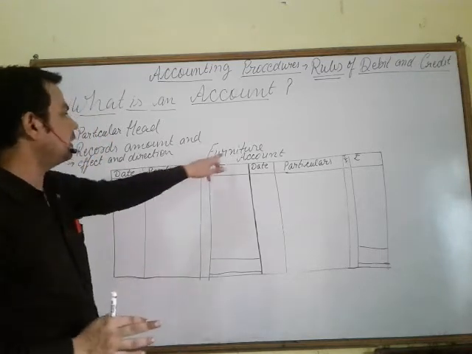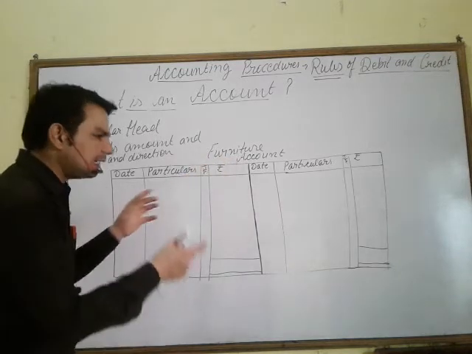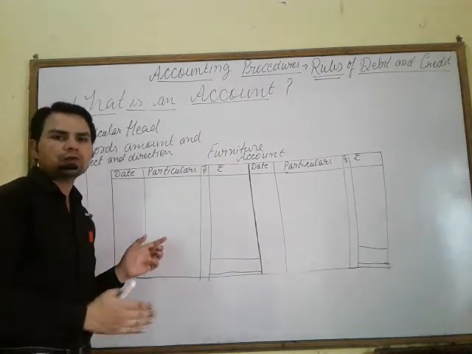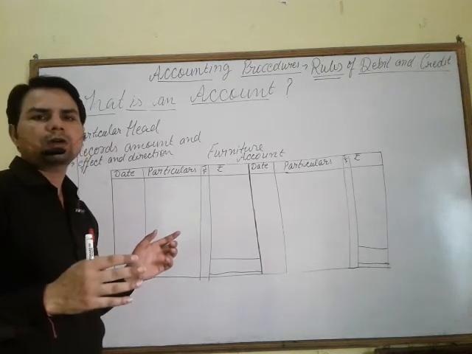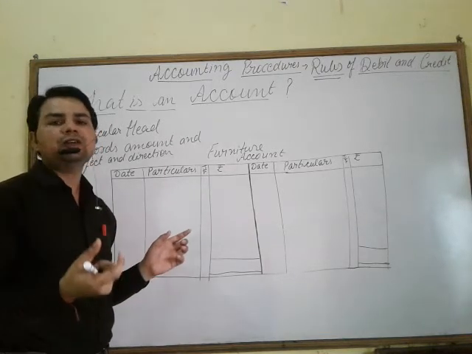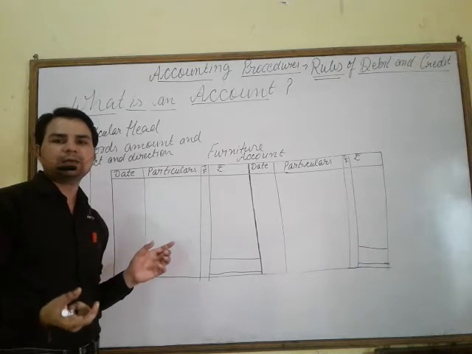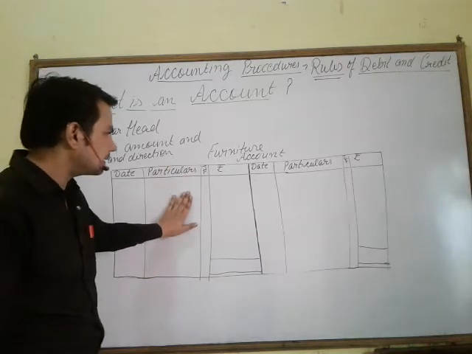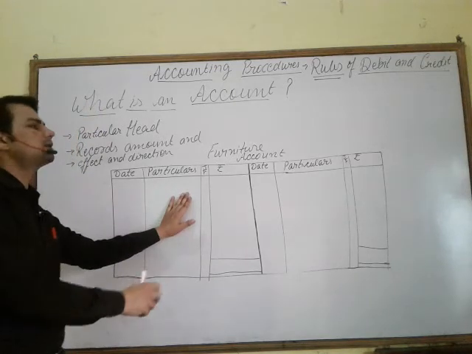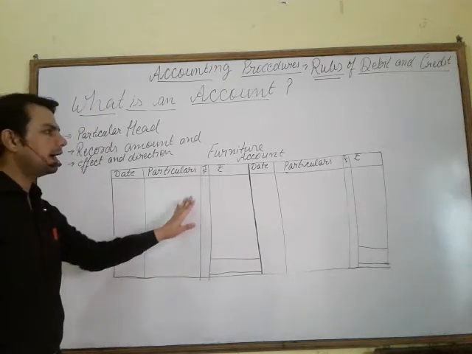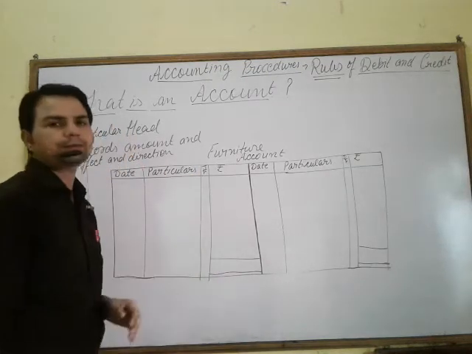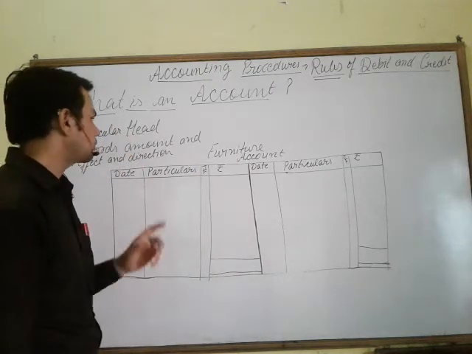So under a particular head, all the related transactions, meaning related to furniture, whether you are purchasing a sofa, selling a sofa, or there is any reduction in the value of a dining table, all the increases and decreases and all the related transactions are recorded under a particular head at a particular place, and that is called account.